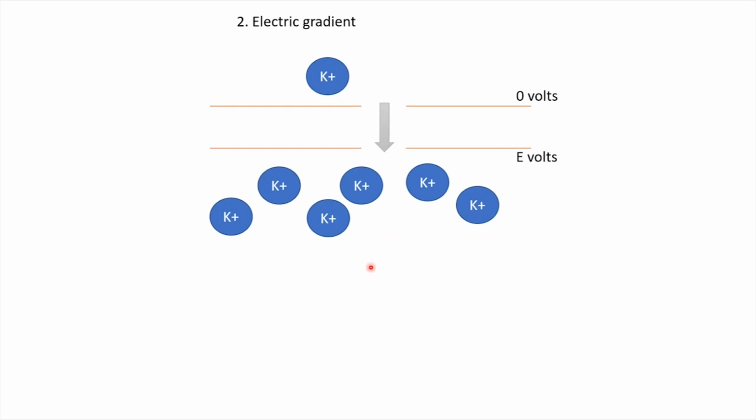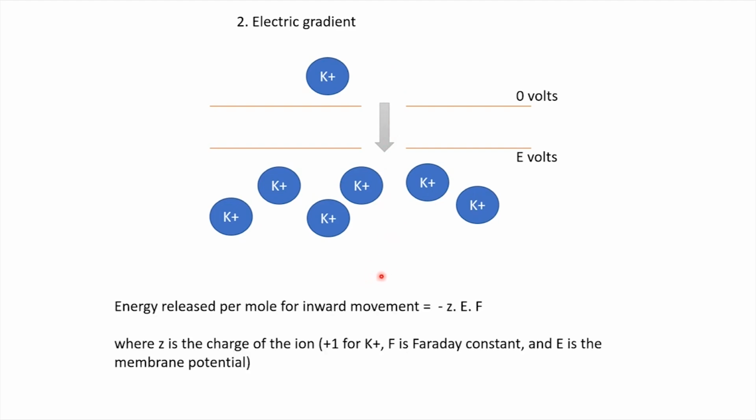And we can again quantify the energy that would be released per mole of potassium ions if they move in. This energy is given by minus ZEF, where Z is the charge on potassium ions, which is +1, E is the membrane potential, which is minus 65 or minus 70 or whatever value is present in the neuron, and F is the Faraday's constant. Because E is negative and there is this negative sign, this quantity becomes positive. So positive energy is being released when potassium ions move in.